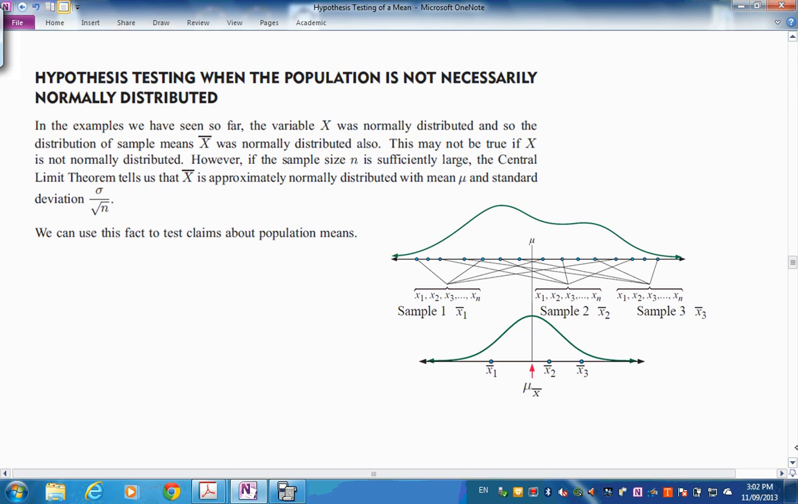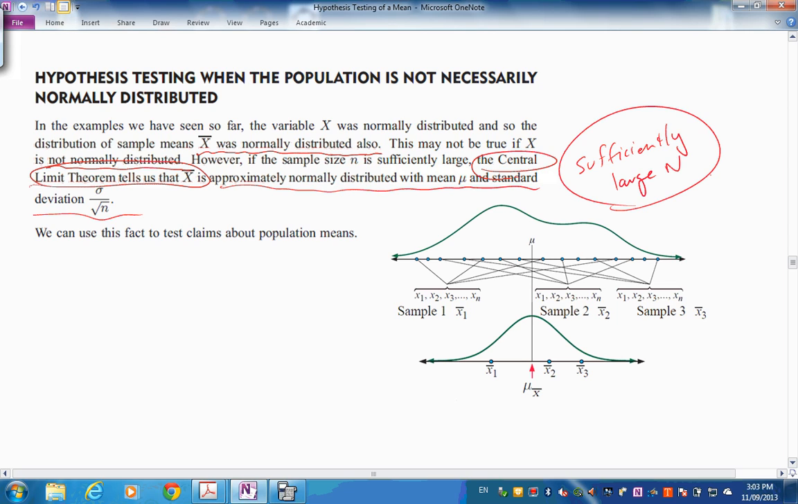Hypothesis testing when the population is not necessarily normally distributed. Okay, we know that if it was, then x bar would be also. This may not be true if x is not normally distributed. But the central limit theorem says that x bar is approximately normally distributed with mean that and standard deviation that if you have sufficiently large n. I want to write this here. Sufficiently large n. And then it's approximately normally distributed.